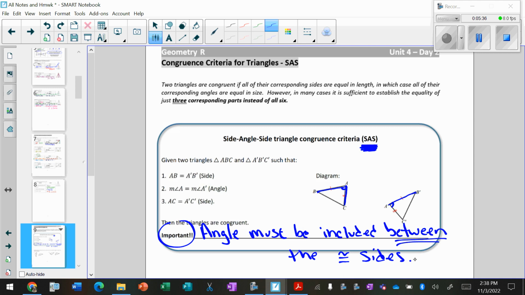It's called side angle side for a reason. It's those 3 pieces in that order. A side, in order to turn to the next side, that's the angle that needs to be congruent. It's the angle that's in between the 2 sides. It's the included angle. Side, angle, side. If you can prove those 3 pieces in that order are congruent between your 2 triangles, then that's enough to say the triangles are congruent.